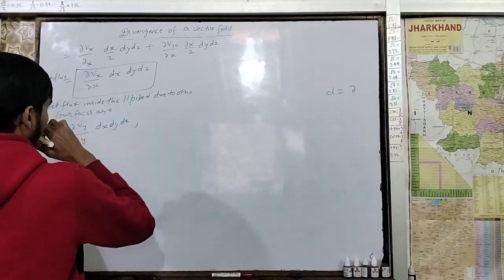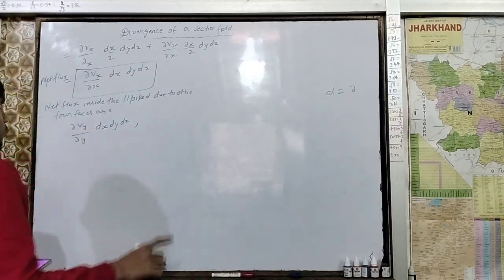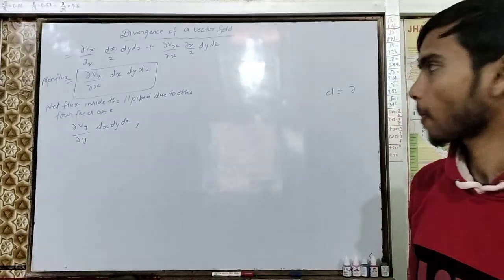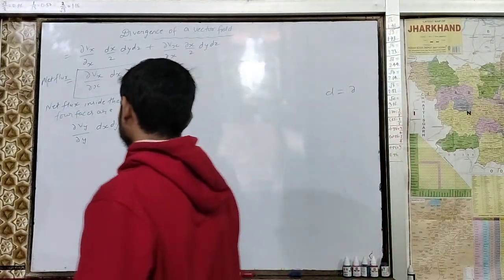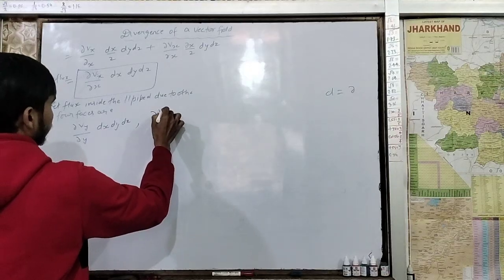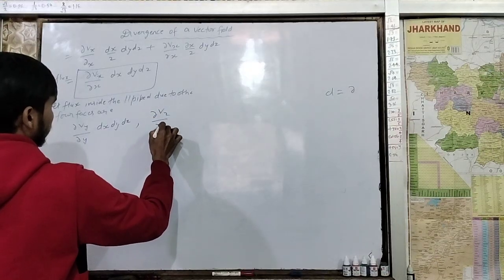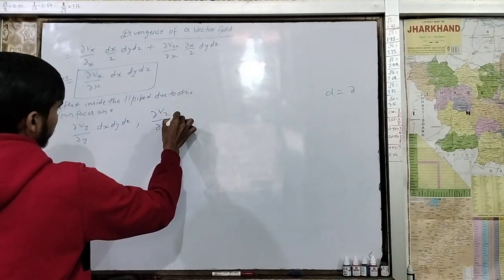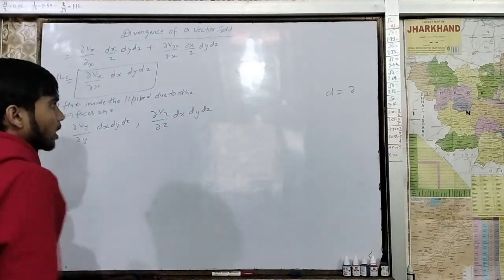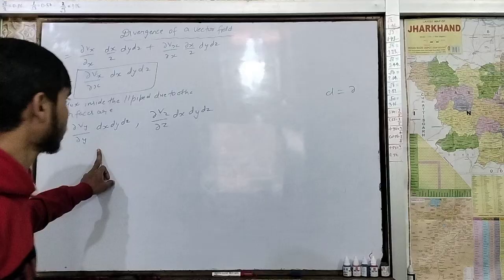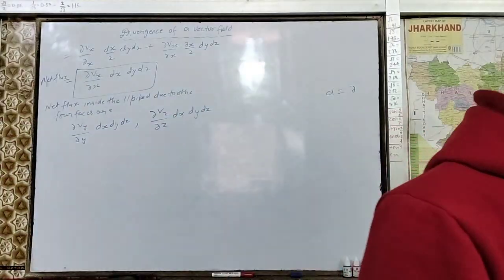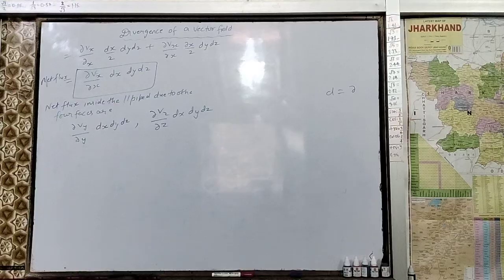Okay, for the four faces, and along z this will become ∂vz/∂z times dx dy dz. This is along z, and this is along y. This was along x.